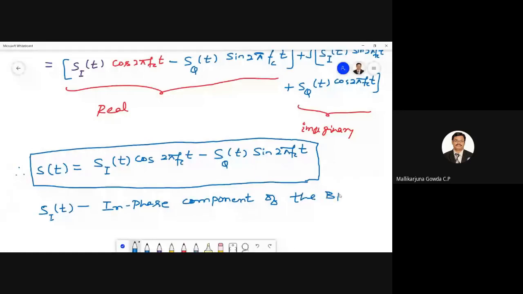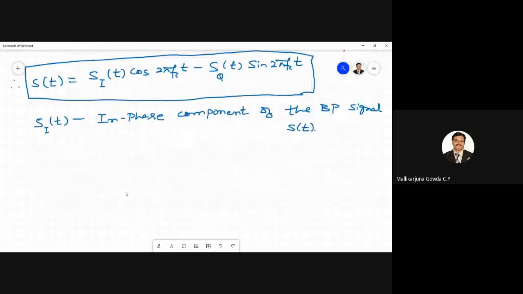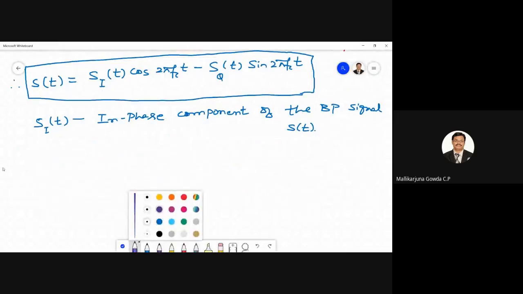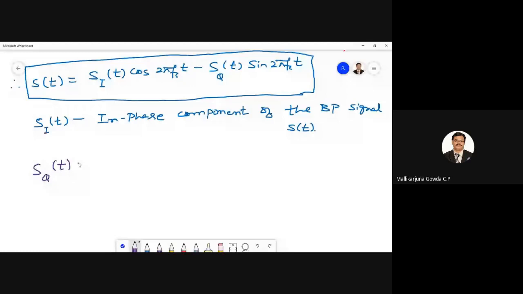So if I write just BP signal, you understand now it is a bandpass signal. Okay. And similarly, sq of t is the quadrature phase component of the signal s of t. So this is the in phase, and this one, sq of t, is the quadrature phase component.